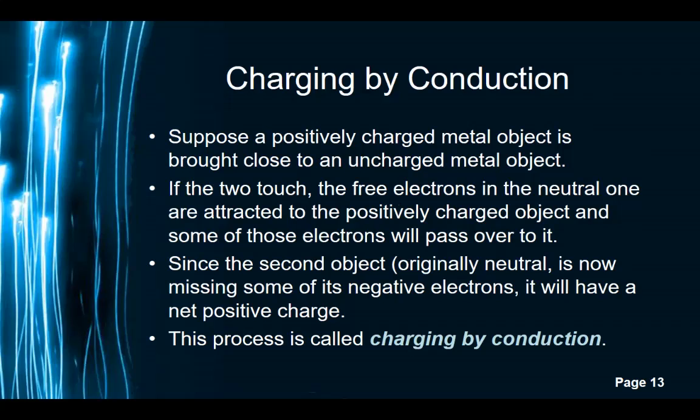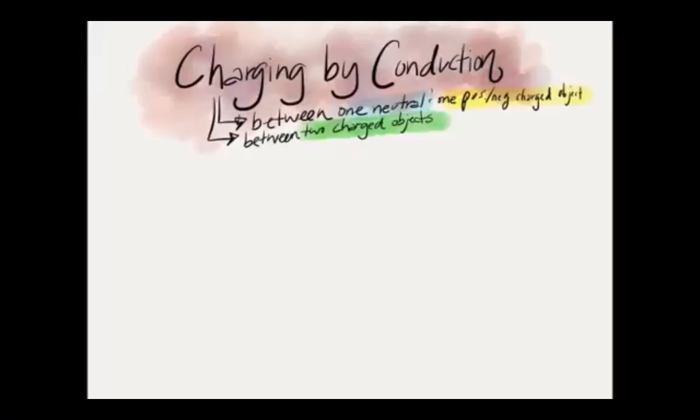And this is known as charging by conduction. Let's watch the video to go ahead and cover this. Charging by conduction. There are two types of charging by conduction. One is between a neutral object and one that is either positive or negatively charged. The second type of charging by conduction would be between two charged objects.